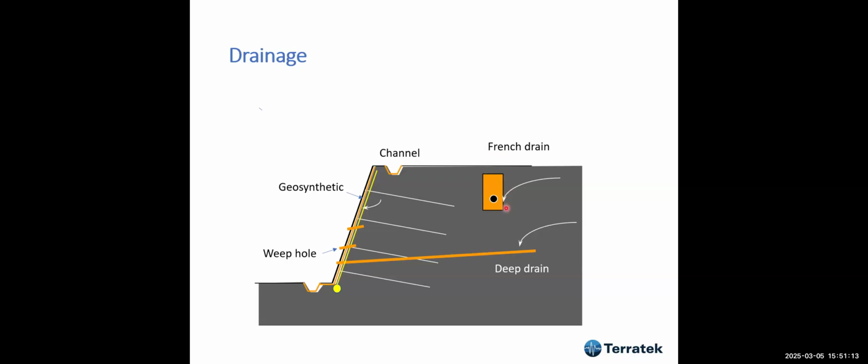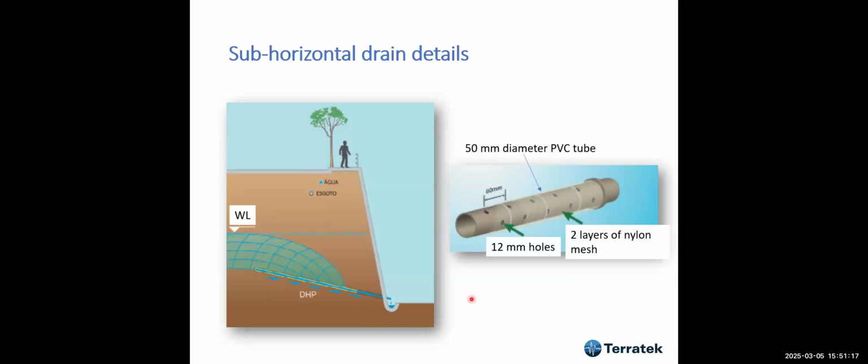Okay, and here you can have French drains in order to get the water up here. And this is a better drawing of these sub-horizontal drains with holes, 2 layers of nylon mesh, and this put here in order to catch the water. This is a temporary solution. Most of them do clog within 5 years, 6 years, or even less.